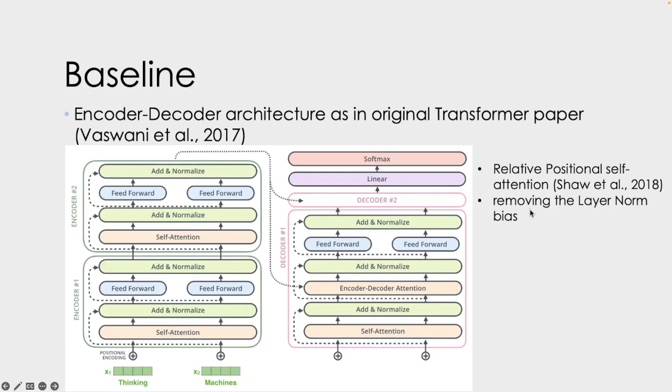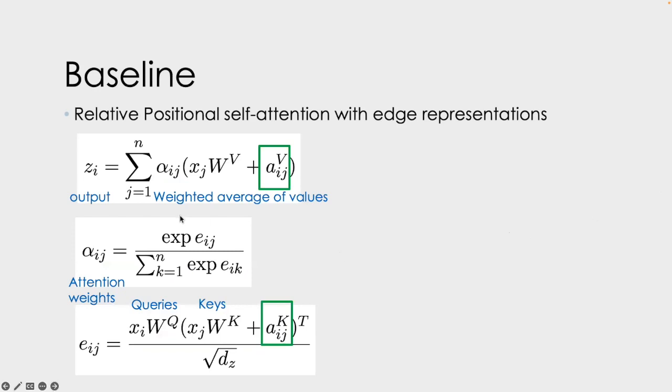The main change that T5 applies to the original transformer is that it uses a relative positional self-attention. And also it removes the layer norm bias. The second thing is straightforward. If you use PyTorch, there's a parameter for whether you want to turn the bias on or off. Some people learned that if they turn off the bias, actually the models learn better. And then the relative positional encodings.